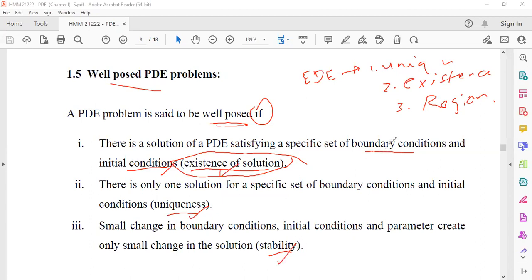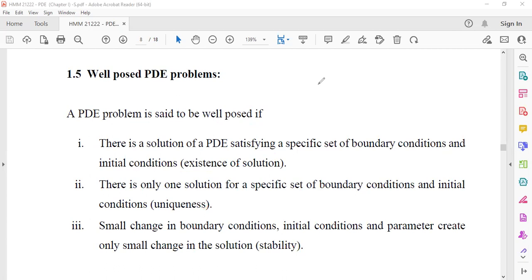I already told you this is not a unique solution. That is fine. We already said one PDE may have many solutions, but here they say if it is well posed, it should have uniqueness. It means only one solution specific to the boundary condition. In the ODE we have talked about the initial condition. To get the arbitrary, particular solutions, we need the initial condition, because we are having only one variable.